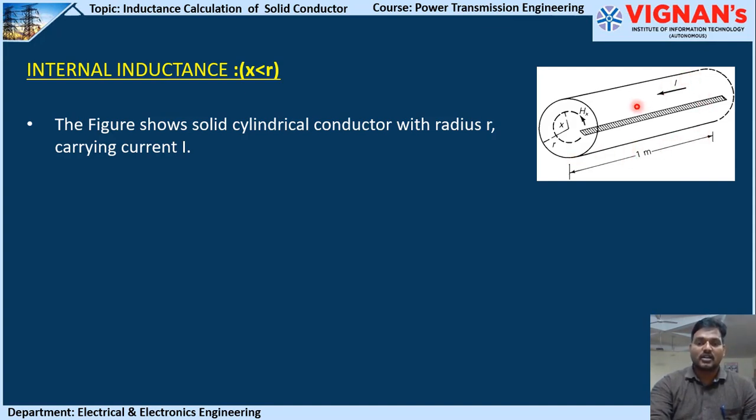It is carrying a current I. So internal inductance means the inductance inside this conductor. So first we will calculate the internal inductance. External inductance means the inductance at any point that is outside the conductor. When we combine the internal inductance and external inductance, we get the total inductance of this conductor.